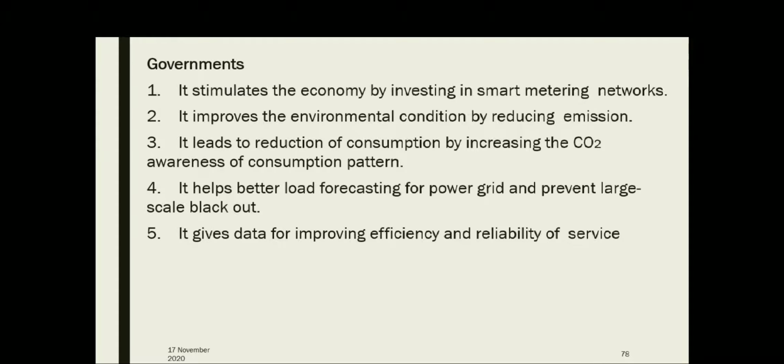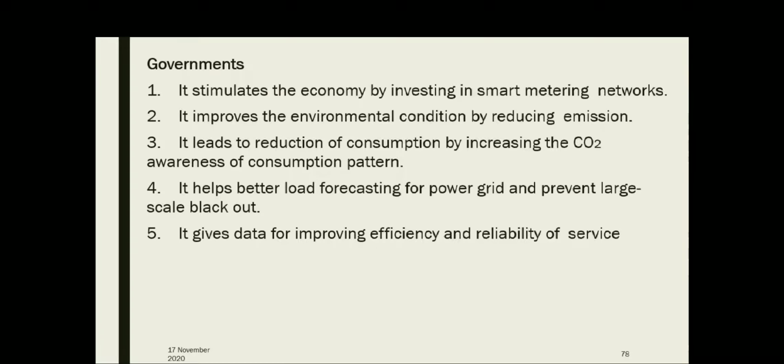Then for the government, it stimulates the economy by investing in the smart metering network. It improves the environmental condition by reducing CO2 emission. Then it leads to a reduction of consumption by increasing the awareness of consumption patterns. Also, it helps better load forecasting for the power grid and prevents large scale blackouts. It gives data for improving the efficiency and reliability of the supply. So these are some of the smart meter benefits for the different domains.